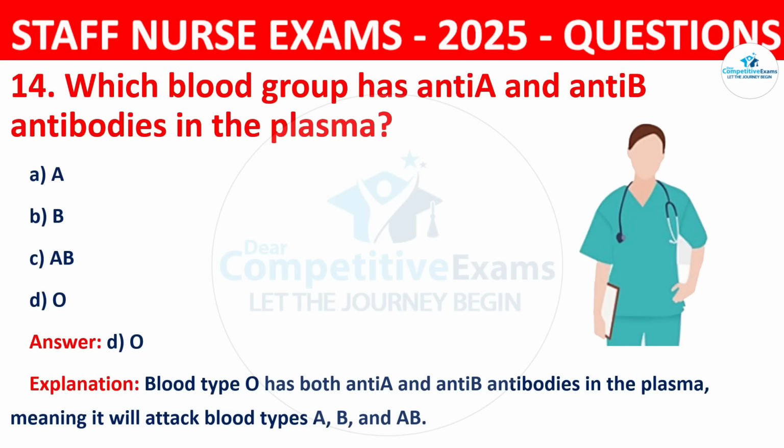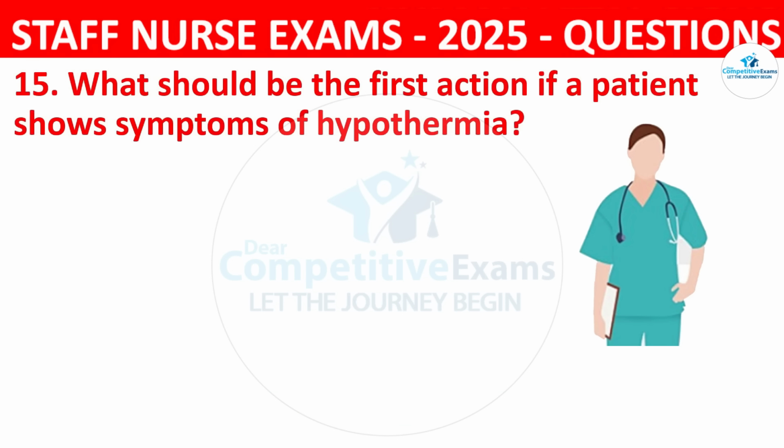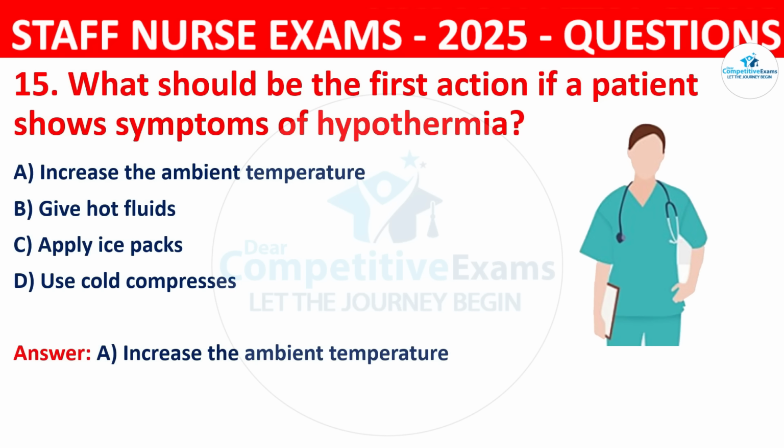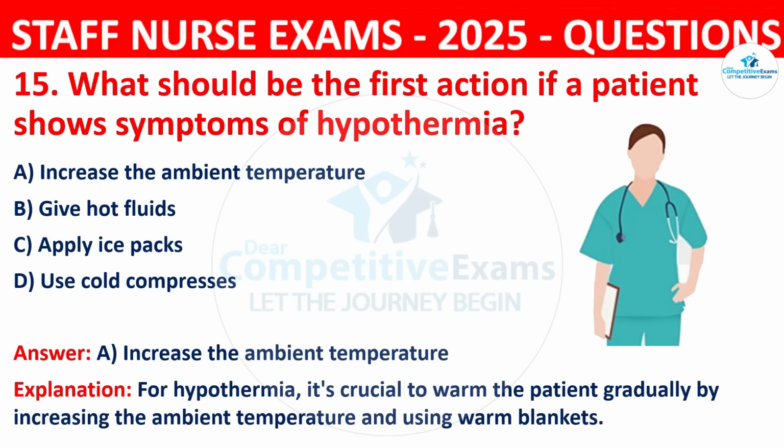Question number 15. What should be the first action if a patient shows symptoms of hypothermia? Your options are: increase the ambient temperature, give hot fluids, apply ice packs, or use cold compresses. The correct answer is A, that is increase the ambient temperature. For hypothermia, it is crucial to warm the patient gradually by increasing the ambient temperature and using warm blankets.